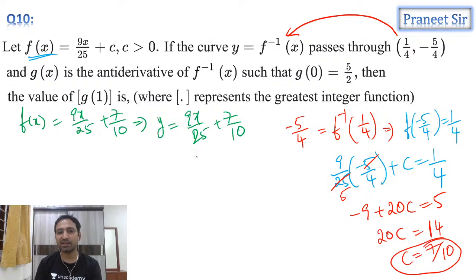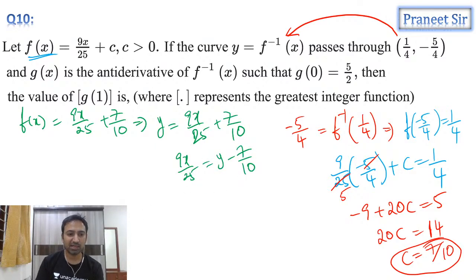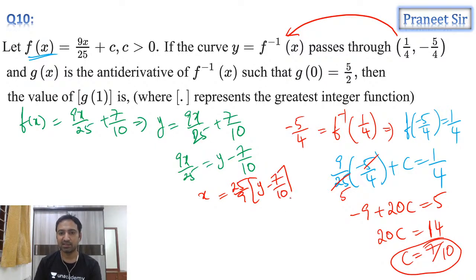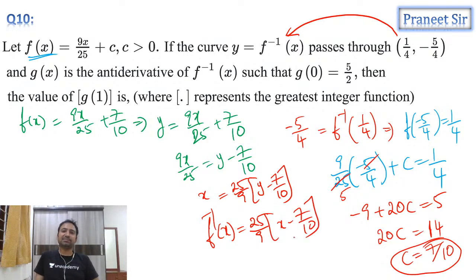So from this, can I calculate x in terms of y? 9x by 25 is equal to y minus 7 by 10, and cross multiply and calculate x in terms of y, guys. If I calculate x in terms of y, it is 25 by 9 into y minus 7 by 10. Now from this, can I say that f inverse of x equals 25 by 9 into x minus 7 by 10? Okay, f inverse x also we calculated.